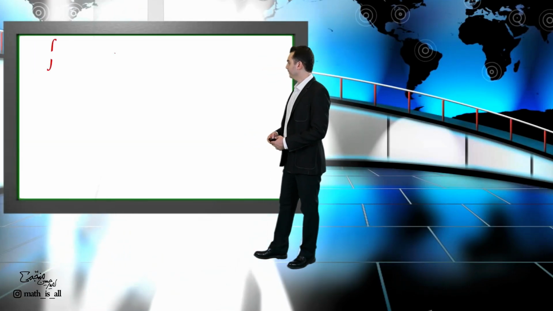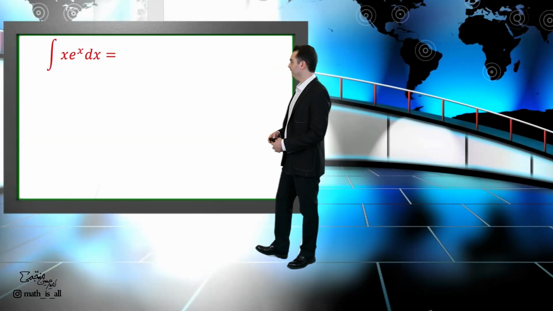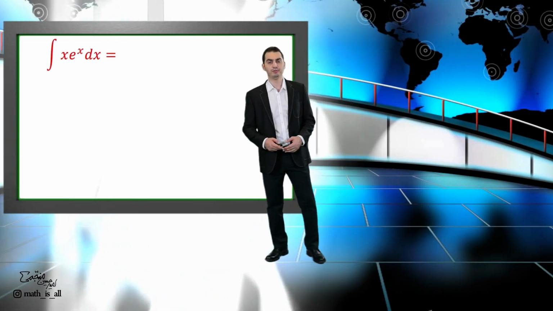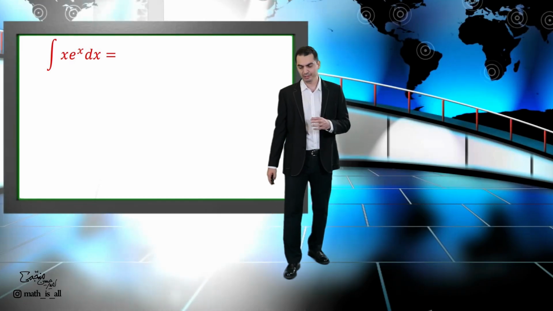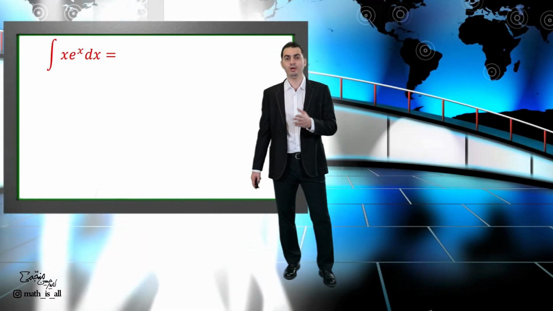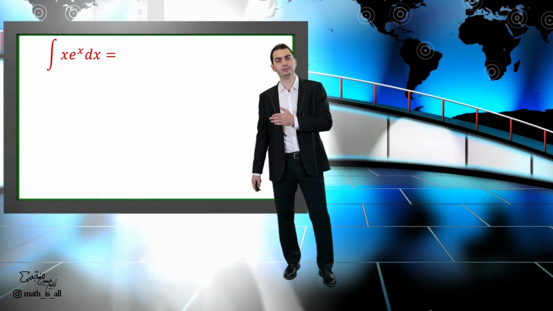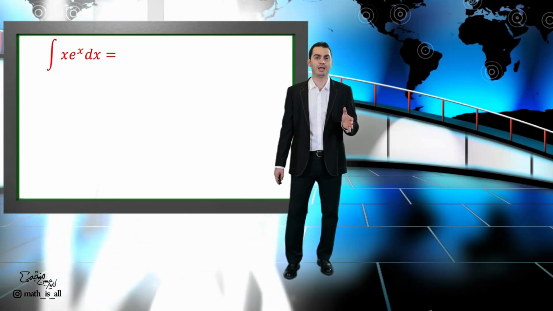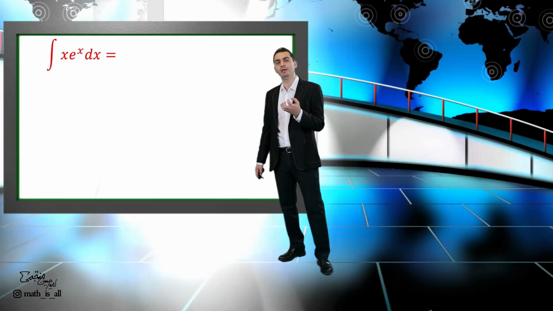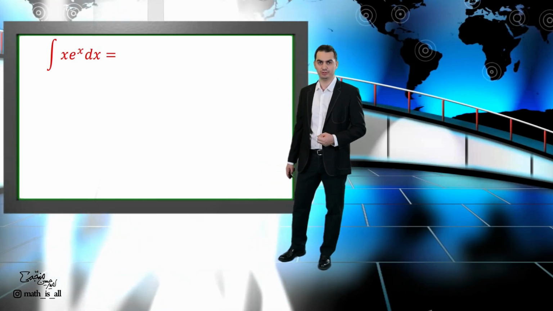Let's move on to the next example, the integral of x e to the x dx. So what do I choose for u? In cases involving an algebraic and an exponential function, or an algebraic and a logarithmic function, or an algebraic and a trigonometric function, usually u is the algebraic expression. Why? Because its derivative is much simpler. If we were to take x and set it equal to u, then dx would simply become du.